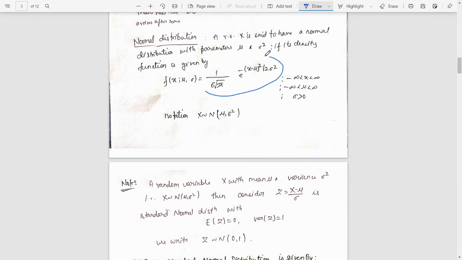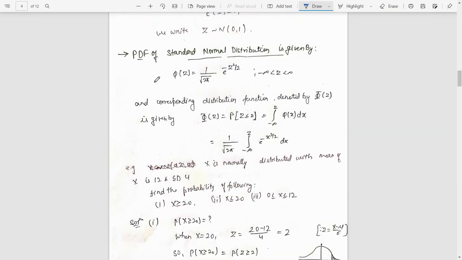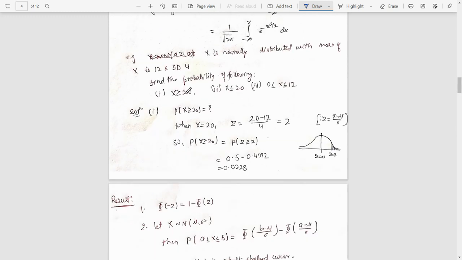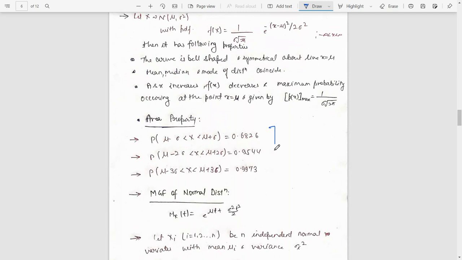We discussed the PDF of the normal distribution and some of its properties, especially the standard normal distribution, when you convert to x minus mu upon sigma, which leads to the standard normal distribution from the normal distribution. We discussed a lot of examples using the normal distribution, and some area properties of the normal distribution. These things actually help you a lot.